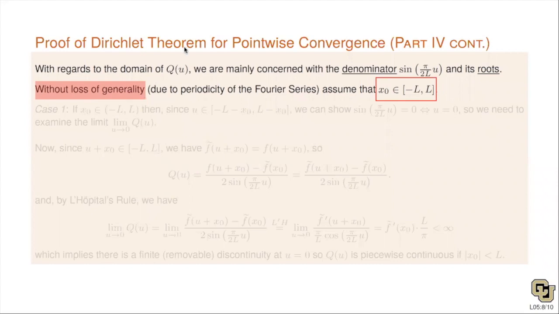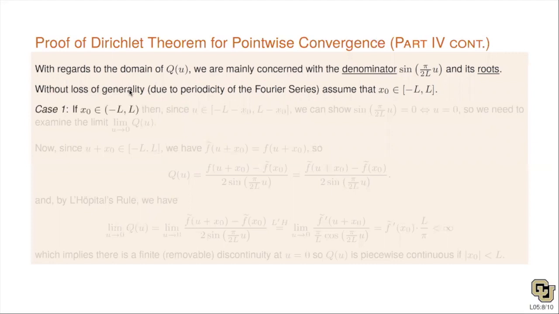The reason it's okay for me to make this assumption is because of the periodicity. The logic here is that both functions are periodic, the numerator and denominator of Q of U. So Q of U is a periodic function. It'll behave the same on the interval minus L to L as it does anywhere else, because it's periodic. So we're just going to observe the behavior in minus L to L, since Q of U itself, being the quotient of periodic functions, is itself periodic.